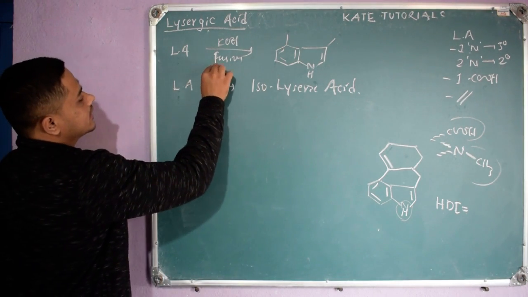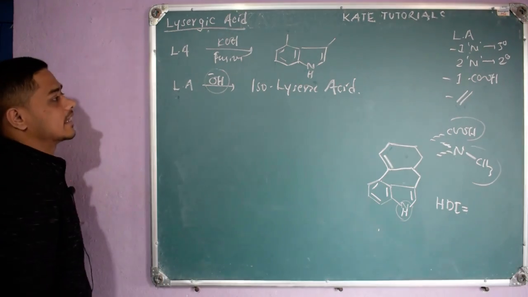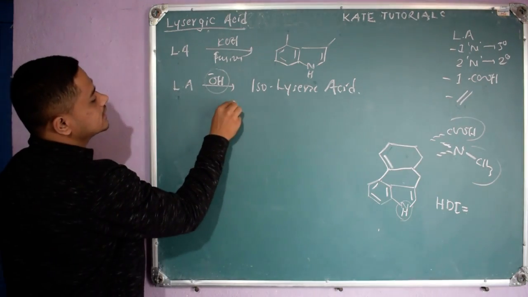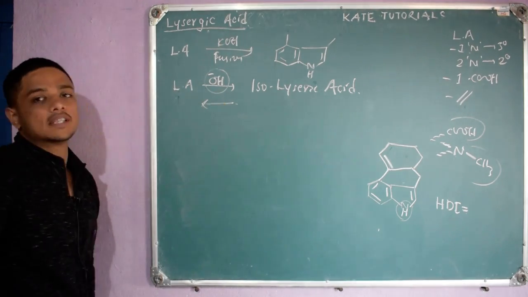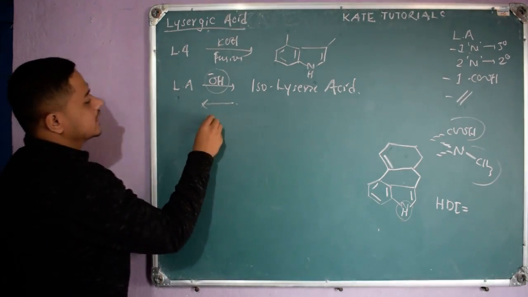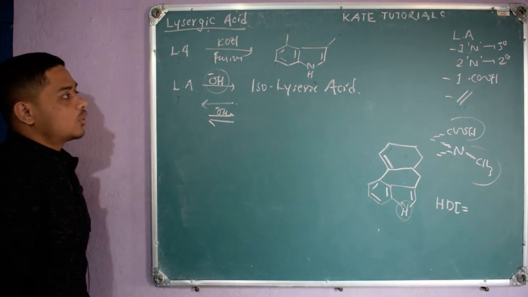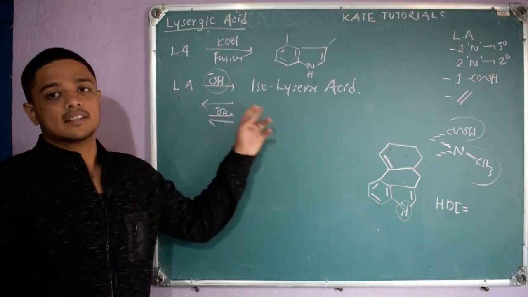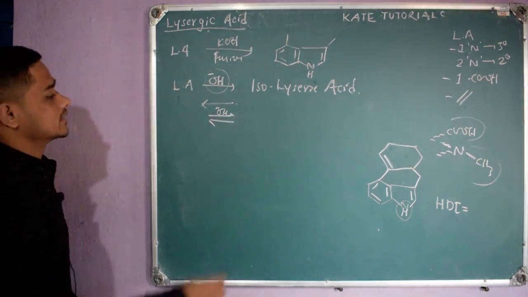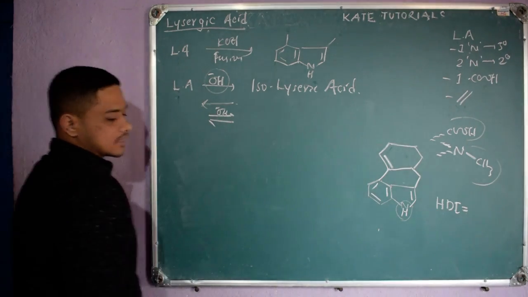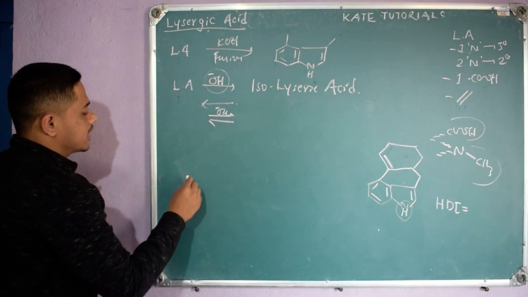So when they treated lysergic acid with OH minus, they got isolysergic acid. Similarly, isolysergic acid in presence of OH minus gives lysergic acid. It means they will be in equilibrium like this in presence of base. Because of this reaction, they got that the COOH group will be like this only. So they gave this structure.